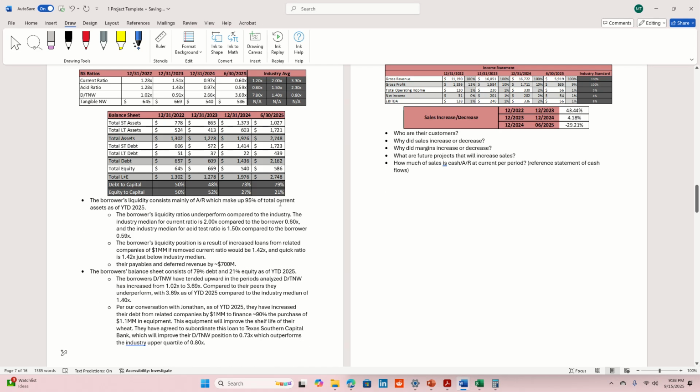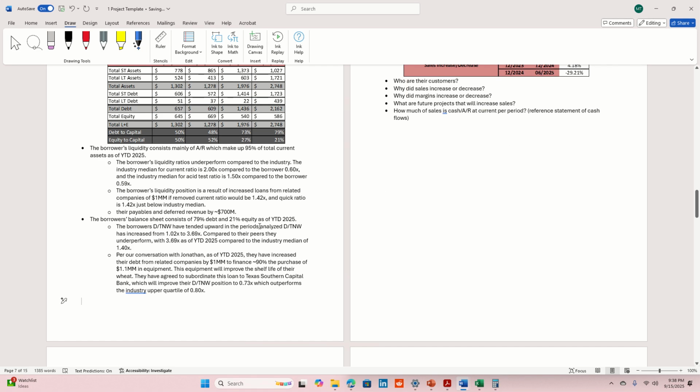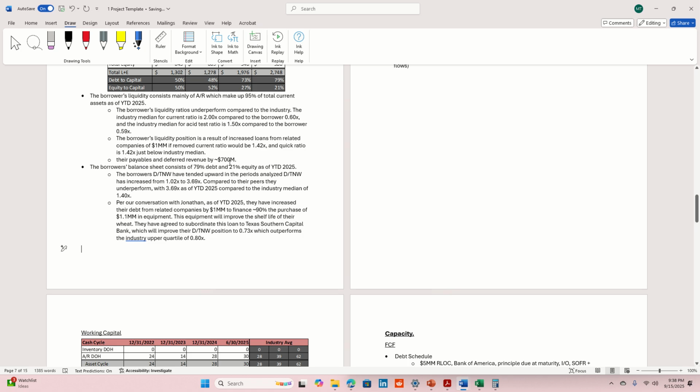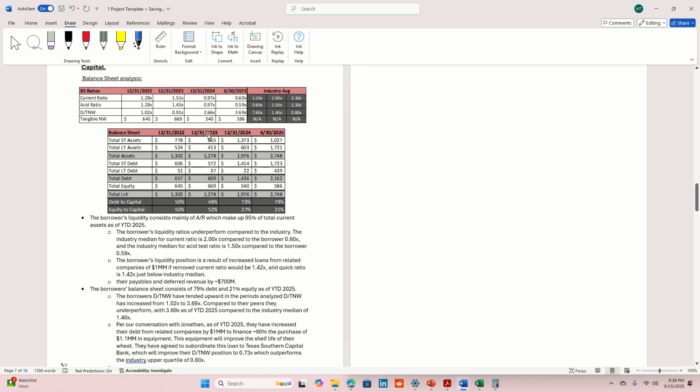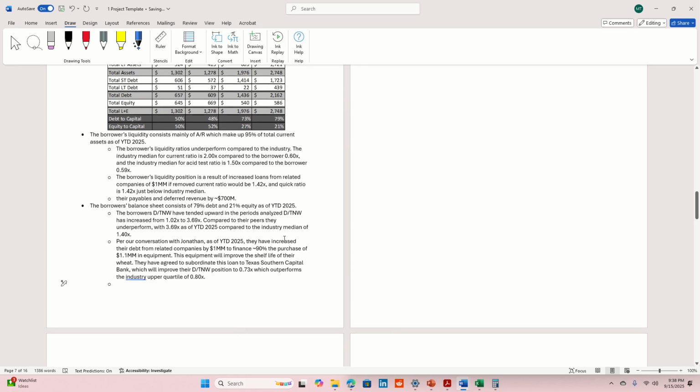Now, I don't want y'all just going in willy-nilly trying to figure out how to add back equity. Do not go in and try to find reasons to add back equity. The reason we were able to do this is because they have agreed to subordinate this loan to Texas Southern Capital Bank. That's why we were able to add it back, and we got that in the conversation with Jonathan. Jonathan said, hey, we can get the guys who gave us that loan to subordinate this debt to you guys.